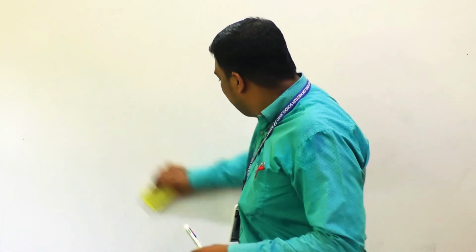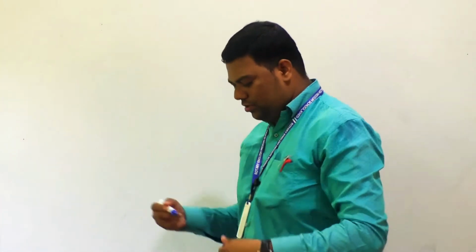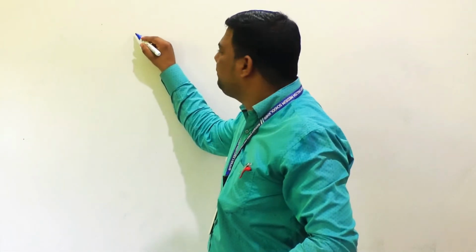Now we will discuss the next thing, that is second. First we discussed the important salt, that is NaCl. Next we will discuss bleaching powder. So see here, bleaching powder.